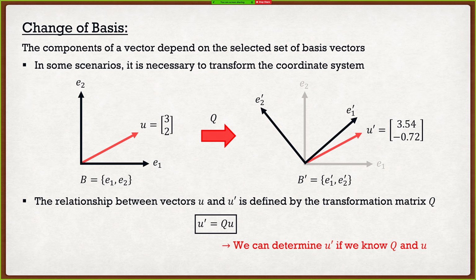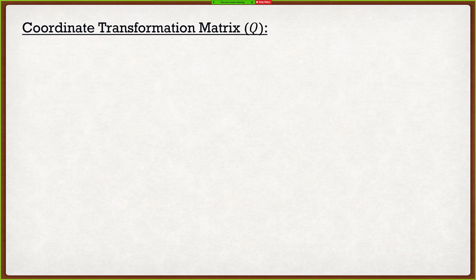So if we look at this, I can figure out what U prime is if we know both Q, the transformation matrix, and U, which is our vector in the original basis set. Now, when we deal with these sort of problems, we definitely know what U is. That's what we start off with. The question is, what is Q? Well, Q, as I said, is our coordinate transformation matrix.